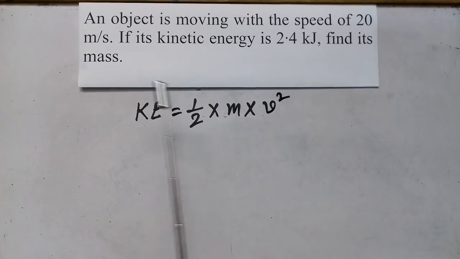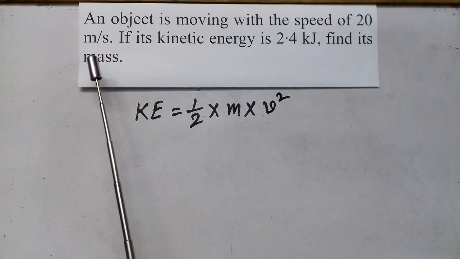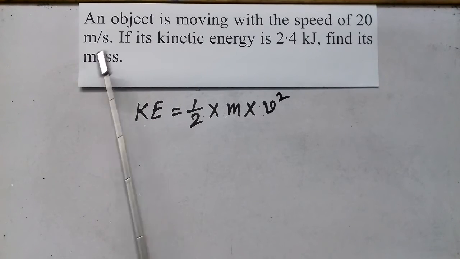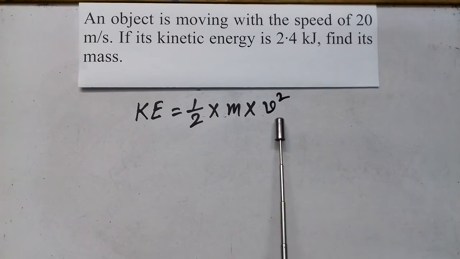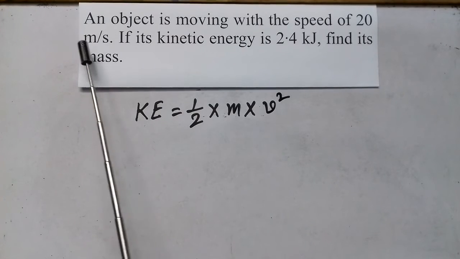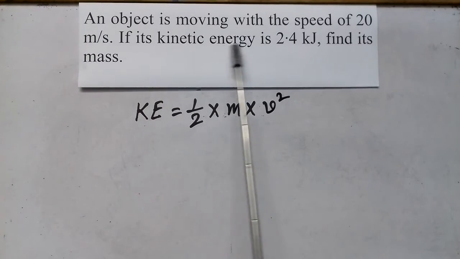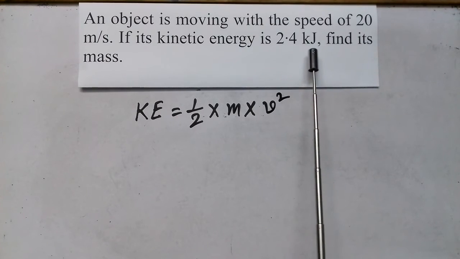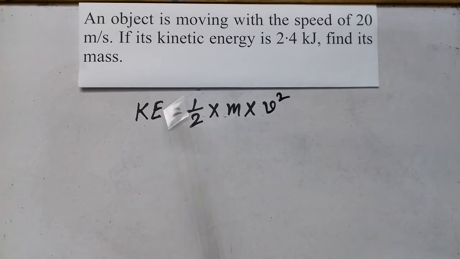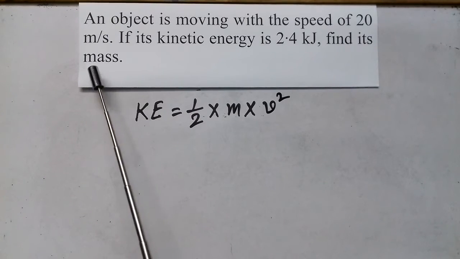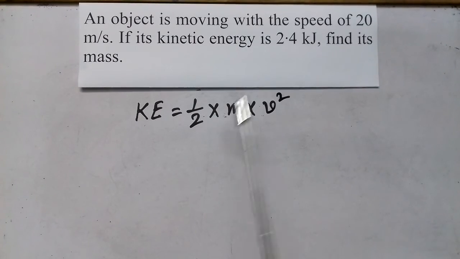Let this be the problem, where it is told that an object is moving with the speed of 20 meter per second. What is given? Speed is given, 20 meter per second. It is given in SI unit. No need to convert it. Kinetic energy is 2.4 kilojoule. Kinetic energy is given. Since it is kilojoule, we have to convert it to joule. Kilojoule to joule. Find its mass. Mass is not given.